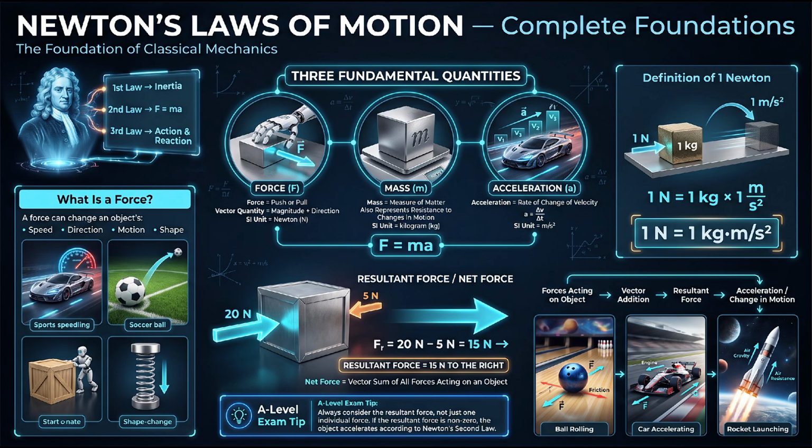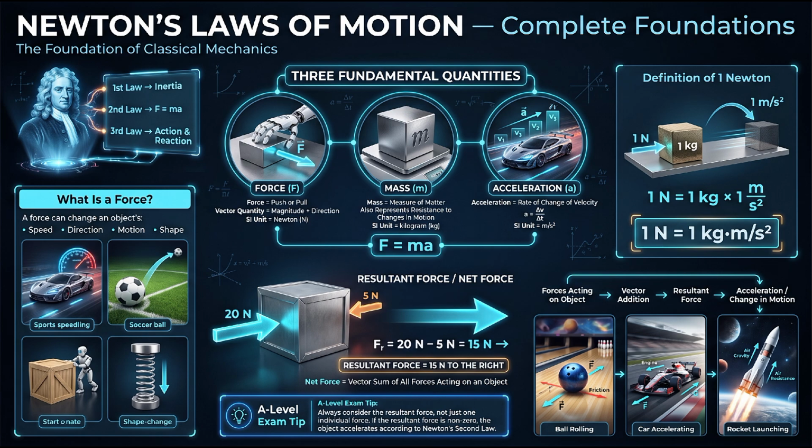An object at rest tends to remain at rest, while an object in motion tends to continue moving at constant velocity. For example, when a car suddenly stops, passengers tend to move forward because their bodies were already moving with the car. A seatbelt provides a force that changes the passenger's motion and helps prevent them from continuing forward.